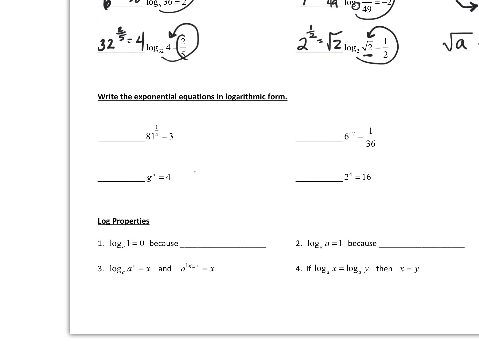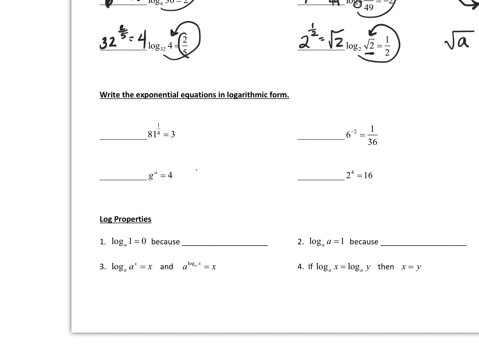Now, on this section, we just rearranged. We flipped it. Now it's an exponential. You got to write it as a logarithm. Okay? The base is the base of the logarithm. So start there. Log base 81 of 3 equals 1/4. That power is your answer.